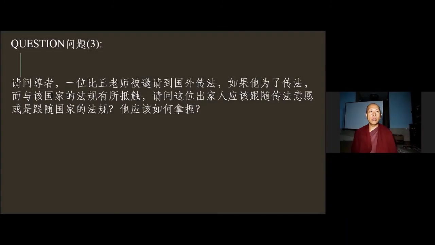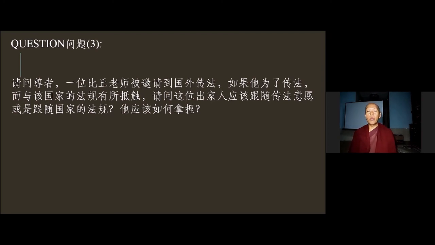Sādhu, another question is, a bhikkhu is invited to propagate the Dharma, and in order to propagate the Dharma he might go against the law of that particular country. Should this bhikkhu follow the way he should do in propagation of the Dharma, or should he follow the law of that country, and how to judge between these two?